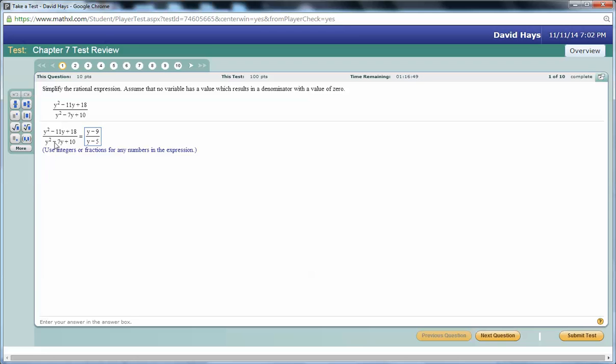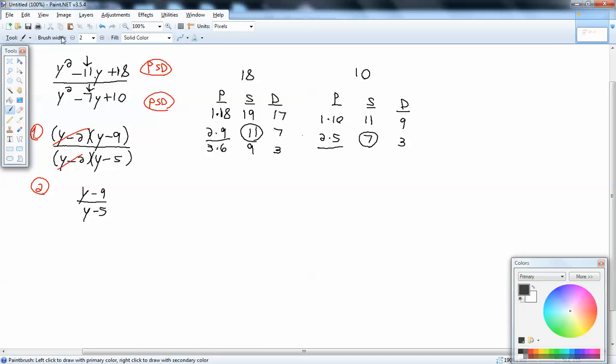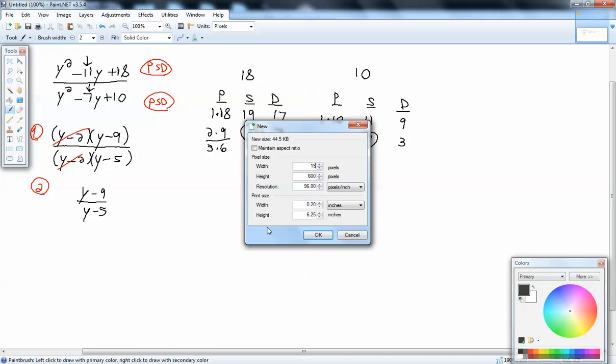Okay. Problem number 2. This is the one I was working on when I restarted. I got mad and restarted. Stupid computer.